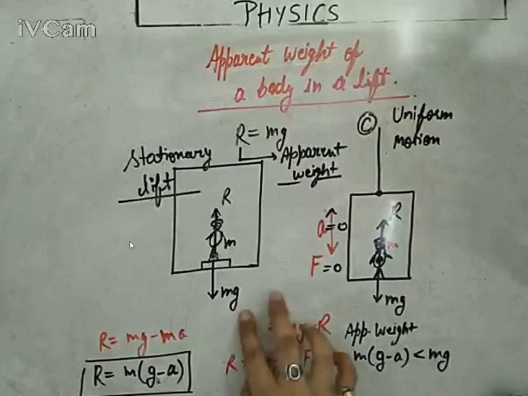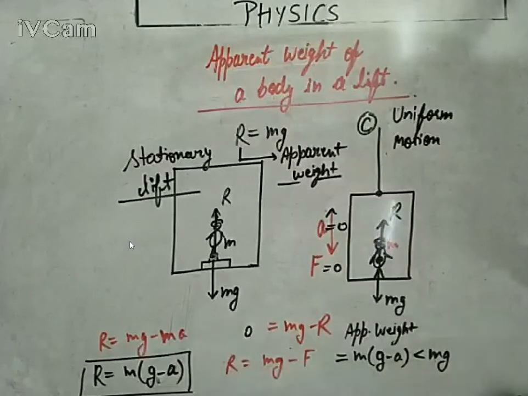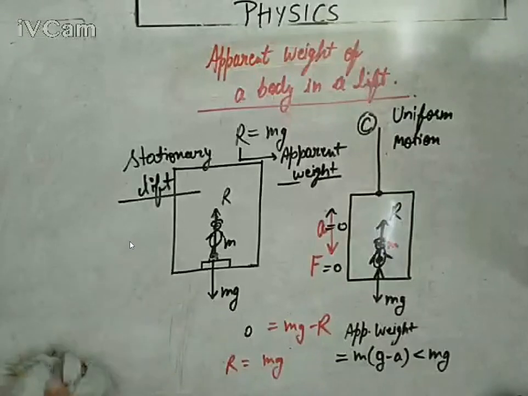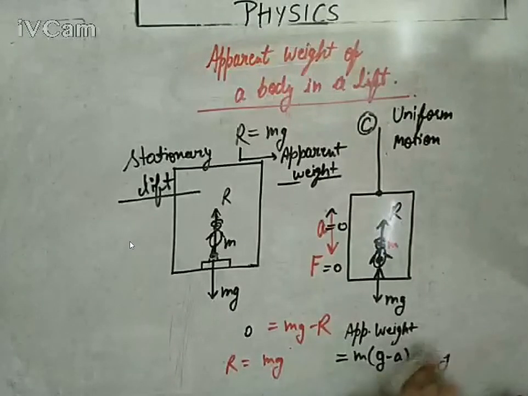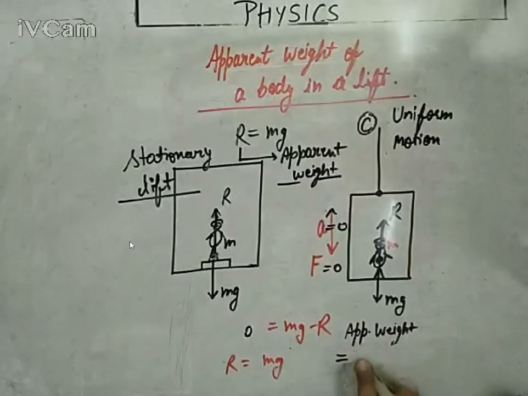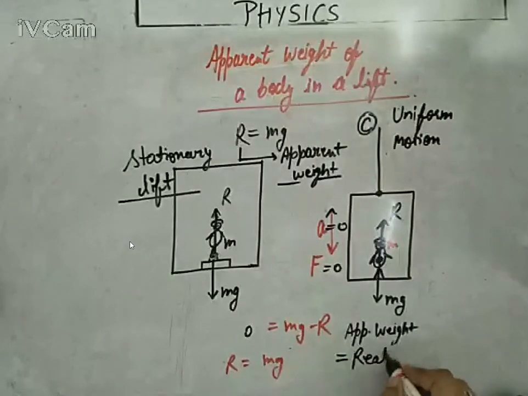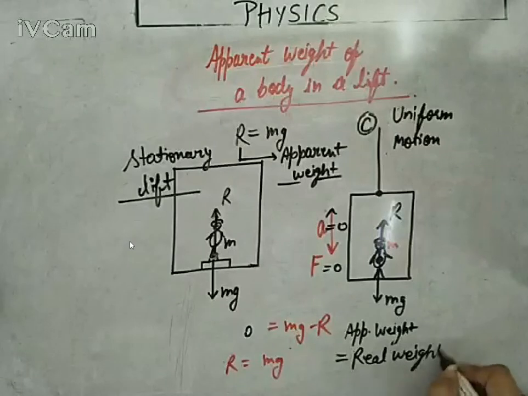And if the resultant force is 0, you can simply say that R equals mg. It means the person will experience his original weight, meaning the apparent weight will be the same as the original or real weight of the person. You can say the person will experience his real weight. Keep this in your mind.